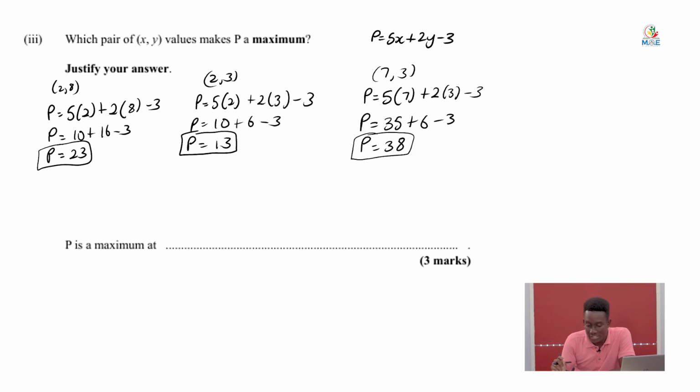So the pair of x and y values that makes p a maximum would be 7, 3. So you can say p is a maximum at 7, 3. And we did this by substituting the coordinates into the p function, and this resulted in p having a value of 38. So the highest value for p will occur at 7, 3. And this is our justification, this is our calculation.